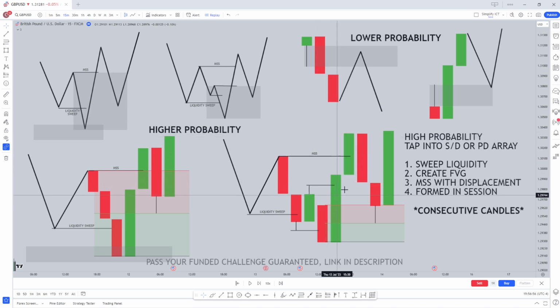Now it's also created an FVG, and if it was created in the session time, in the kill zone time, then it's a bonus. But what you can do is mark this order block over here, mark out 50% of it even, enter there and put your stop loss below the low.